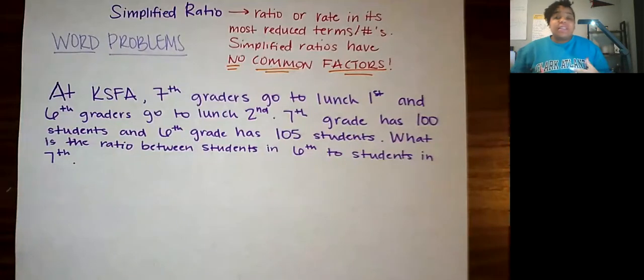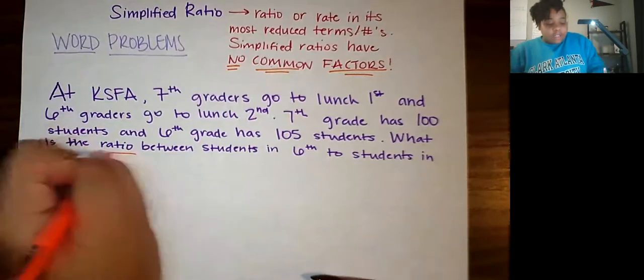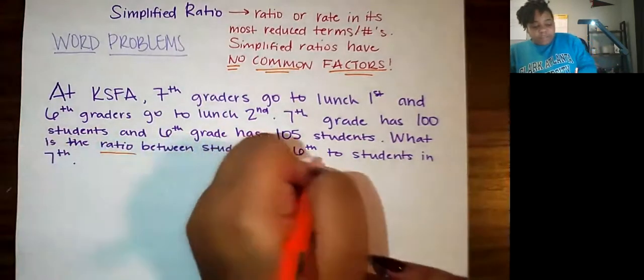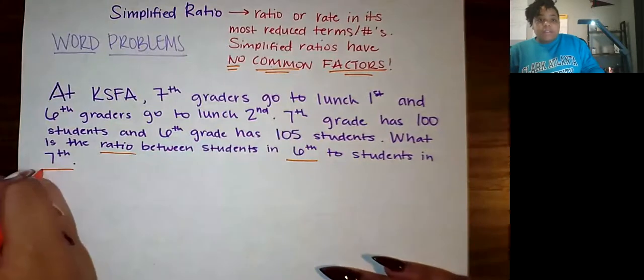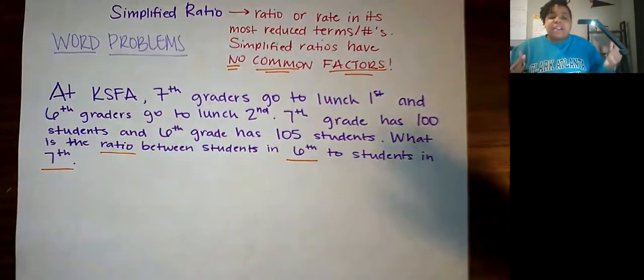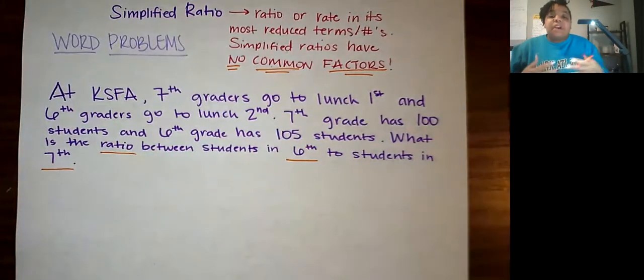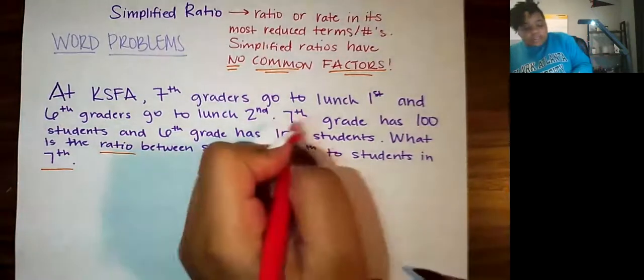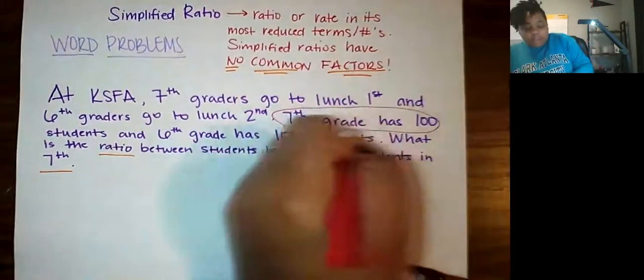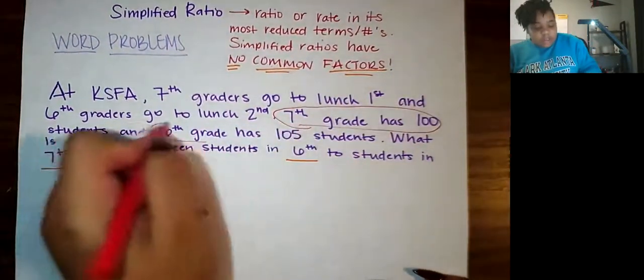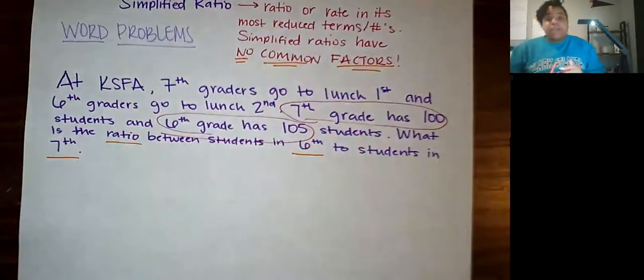So anytime I see this wordy type of word problem, I want to go straight in and figure out what am I being asked to find. And that is the ratio from sixth grade students to seventh grade students. That's all I need to figure out. So let's go in and pull out that information. Well, looking at the problem, it says seventh grade has 100 students, sixth grade has 105.